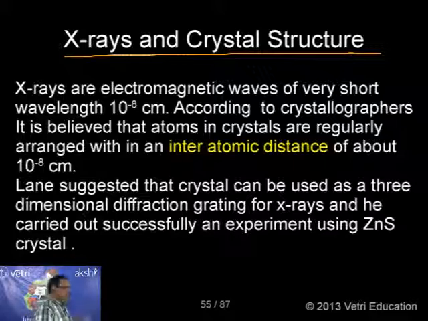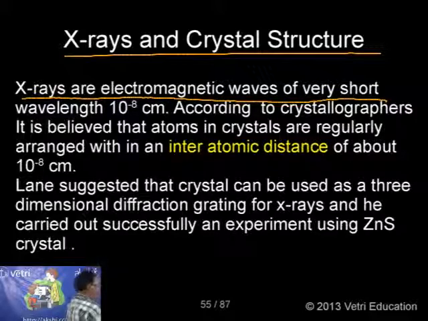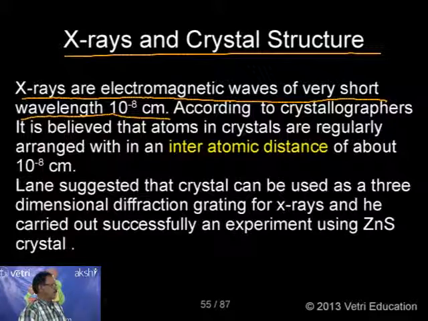Let me give you now the most important information. Kindly follow, this is not covered in the CBSE; it is covered only in semester. X-rays are electromagnetic waves of very short wavelength, of 10 to the power of minus 8 centimeter. So X-rays are one form of electromagnetic radiation. What is the wavelength? 10 to the power of minus 8 centimeter.